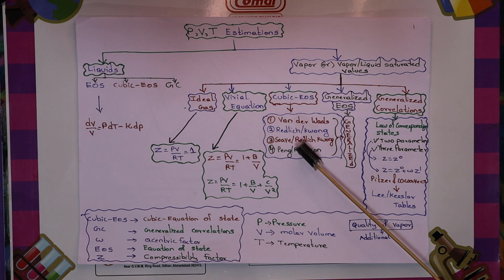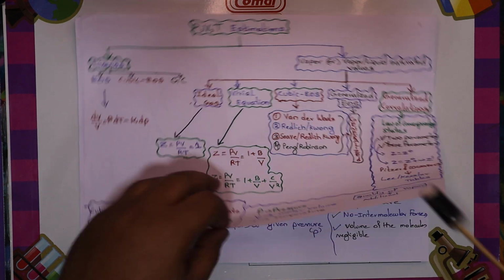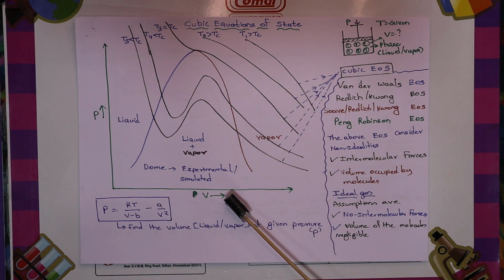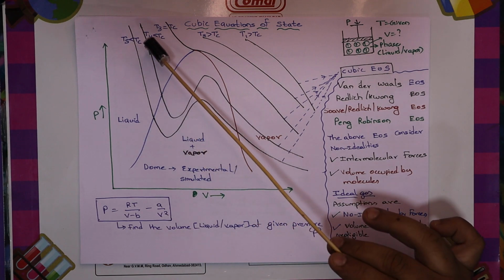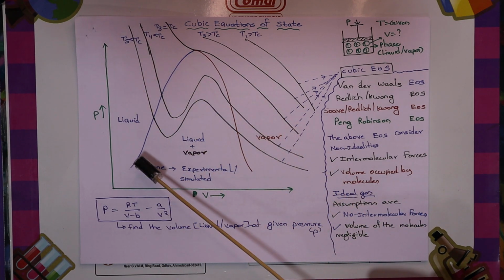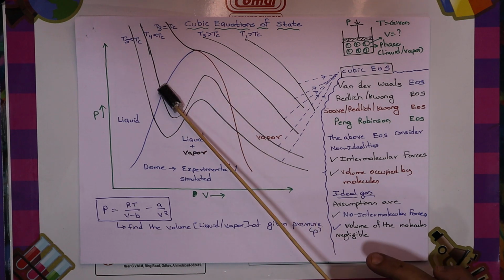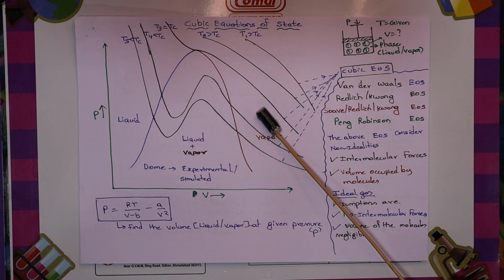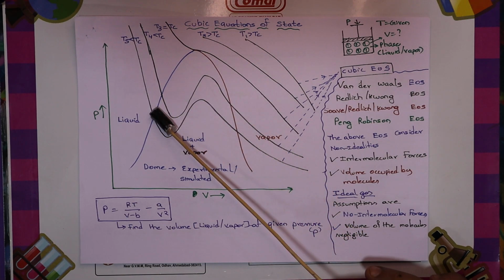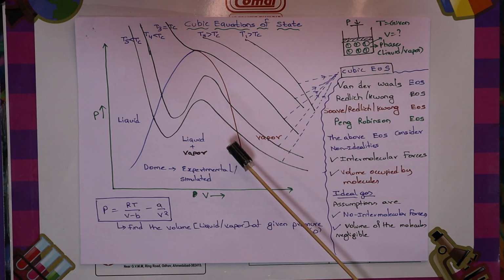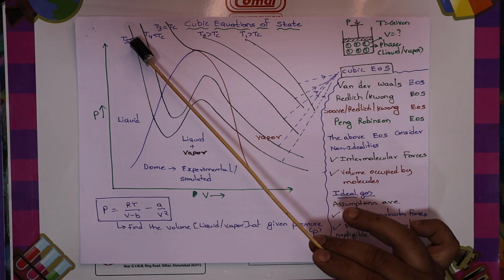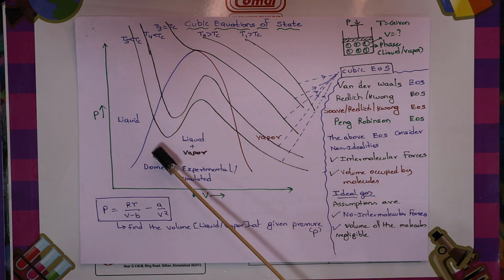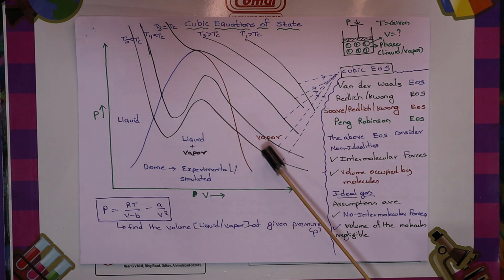Let us move into the concept of cubic equations of state. If you remember the PV curve which we have been following from the beginning of these lectures, by observing this PV graph you can see that on the left-hand side of the blue curve it is liquid, on the right-hand side of the red curve it is vapor or gas, and in between it is a liquid plus vapor mixture. The cubic equation is nothing but this line, the equation of state. The line passes through the liquid, the liquid plus vapor, as well as the vapor side.